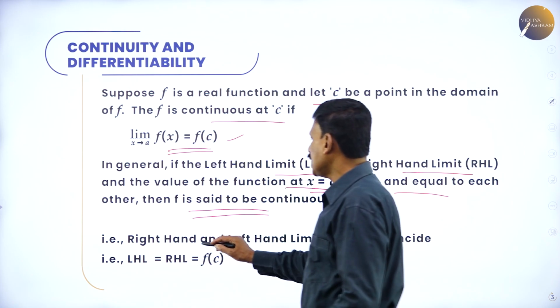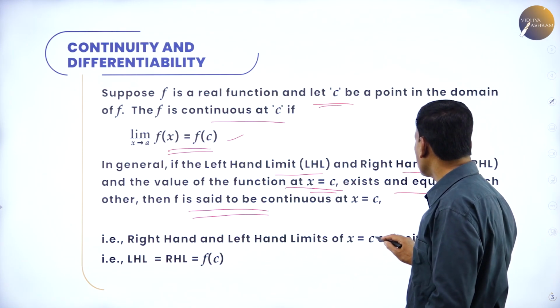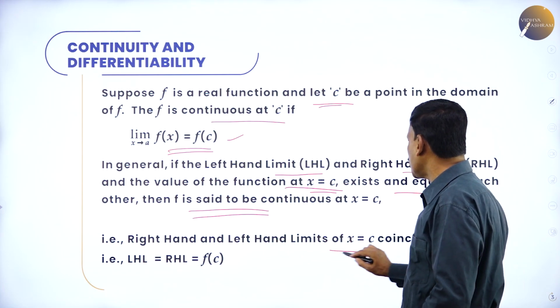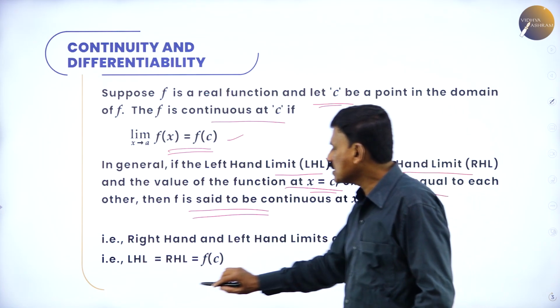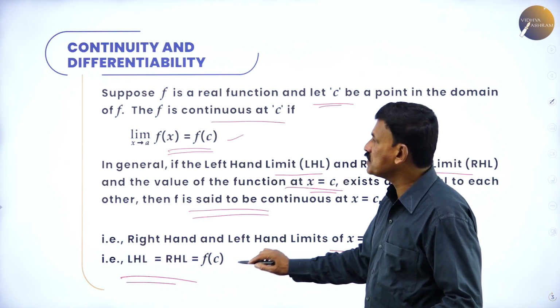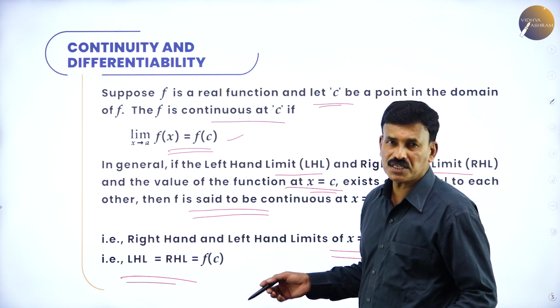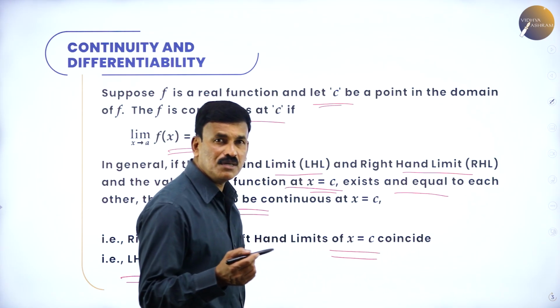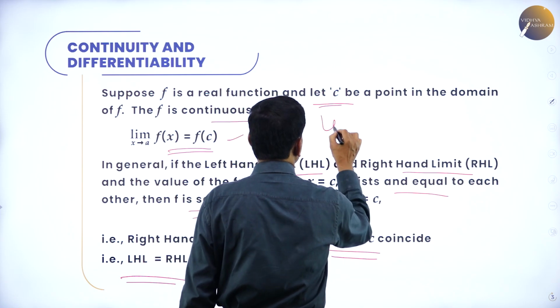That is, right hand limit and left hand limit is equal to functional value. That means, the left hand limit and right hand limit coincide at x is equal to c, that is denoted as LHL is equal to RHL is equal to f of c, then the function is said to be a continuous function. How to represent? That is, left hand limit is equal to right hand limit means you might have studied.